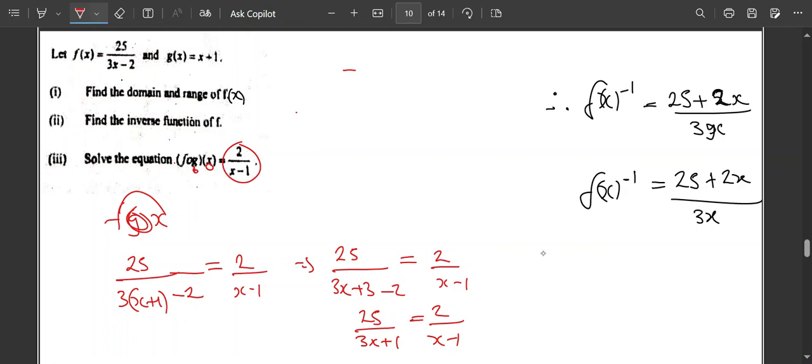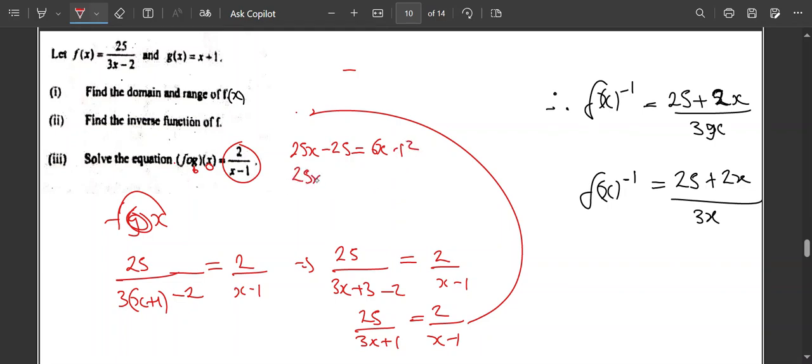Okay, so that times that, I'm cross multiplying. So this times that will be 25x minus 25, then is equal to this times that, 2 times that will be 6x, then plus 2. Okay, grouping the like terms, this will be 25x minus 6x, then is equal to 2 plus 25, like that. This one goes there. So here minus that, what is 25 minus 6?